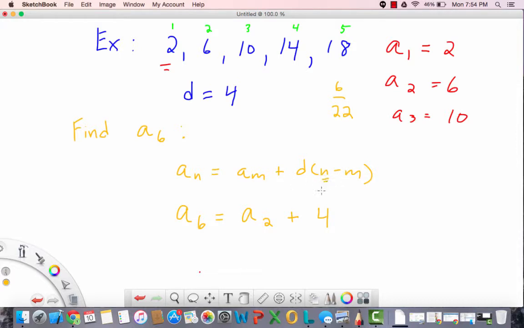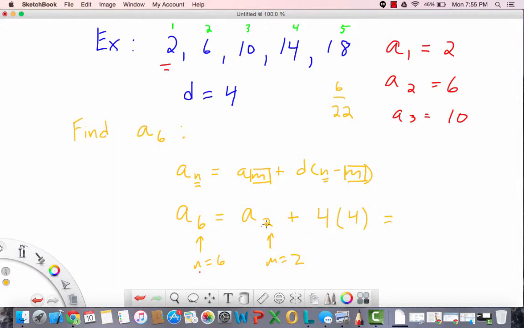Remember, if this is n, this is n. Those must be the same. And if that is m, that is m. Those must be the same. So in this example, n equals 6 and m equals 2. Therefore, in parentheses, we have n minus m, 6 minus 2, which is 4.